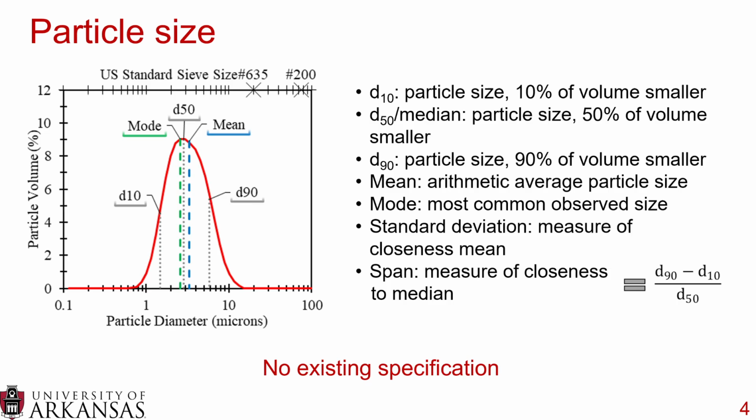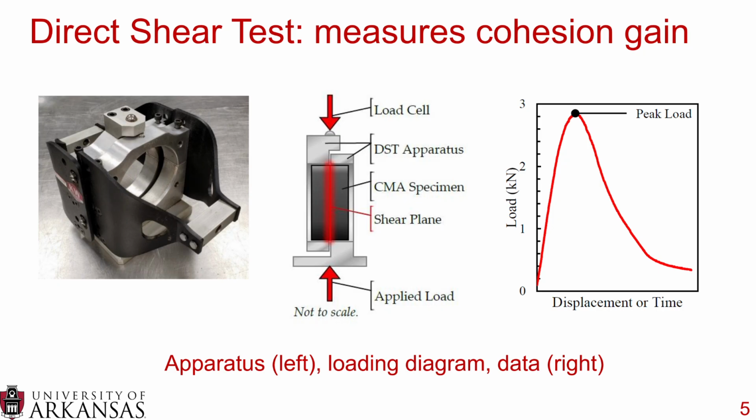Now, there is no existing specification. We're looking at cationic asphalt emulsions here. So if you take a look at AASHTO M208, there's no existing specification for particle size. And so what we did for the CSS is we looked at the direct shear test, and this measures the cohesion gain of, for example, a CCPR or a CIR, cold in place recycling or cold central plant recycling asphalt mixture.